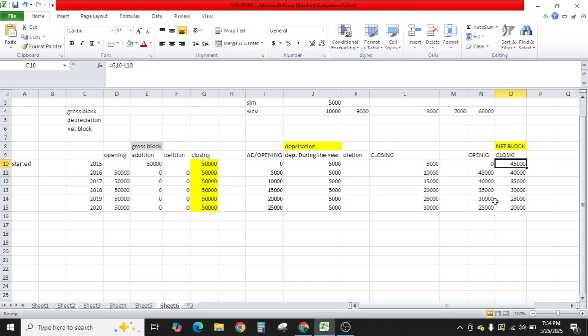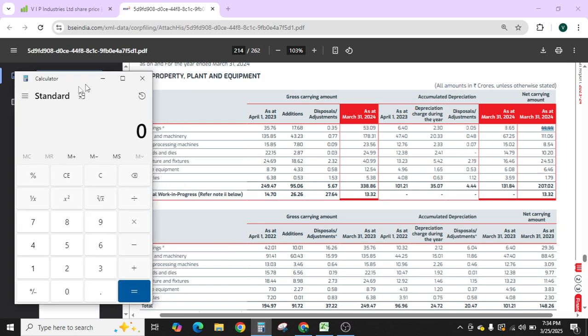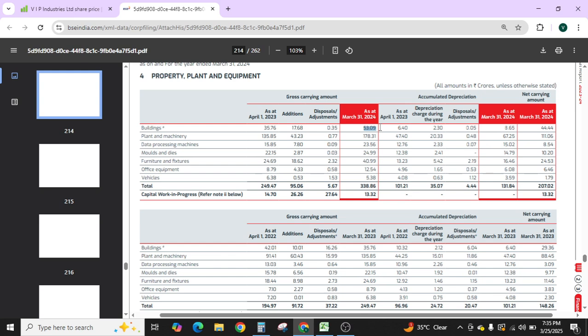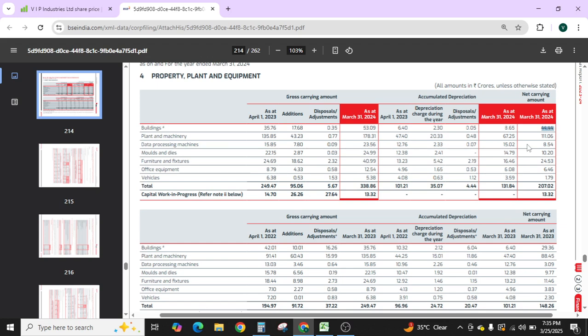Now how we calculate the net block, which we have done, is closing gross block minus closing depreciation. So here, if we want to find how 44.44 comes, in building the closing gross block is 53.09, minus closing accumulated depreciation, which is 8.65, equals 44.44.